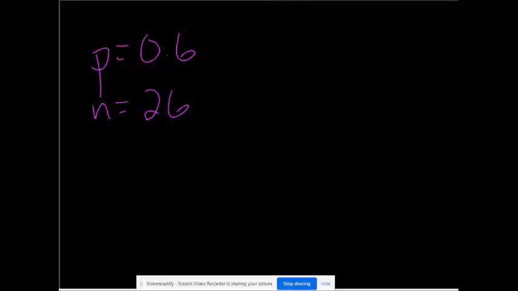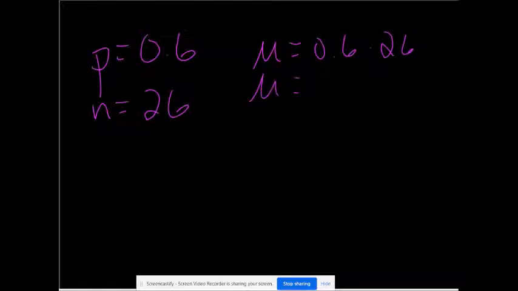So what's the expected value or the average? The average would be 0.6 times 26. So I should expect to win roughly 15.6 hands of War in a given game. Now, because this is a binomial distribution, 15.6 doesn't make sense. I would probably round that up in this case to 16, so about 16 hands.